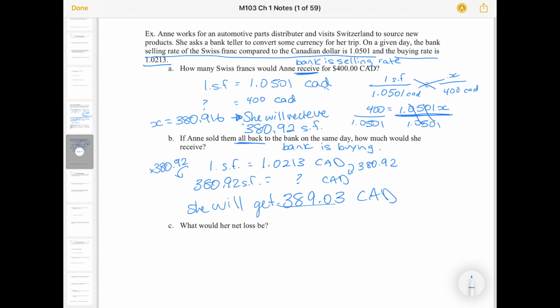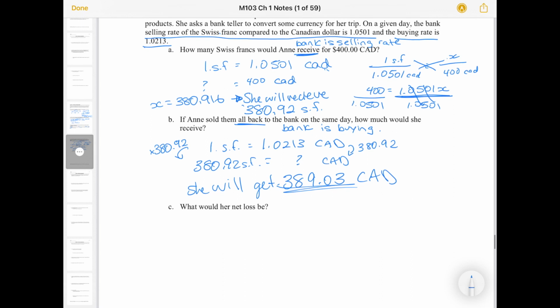All right, so she's lost money. Her net loss is going to be $400 minus $389.03, and it is about $10.97. So it's not a whole lot, but it is still significant. It's unfortunate that she's lost that money just in the processing of converting between currencies.